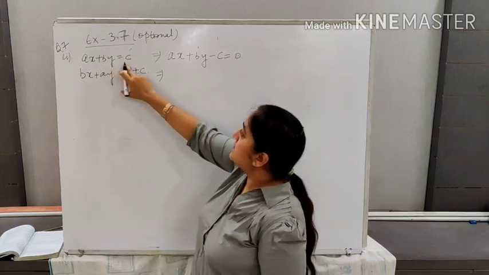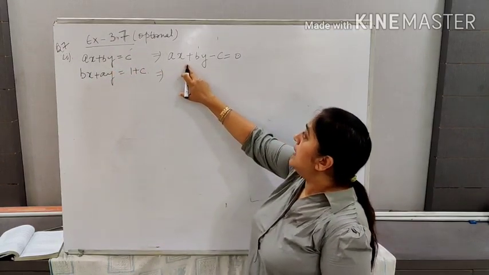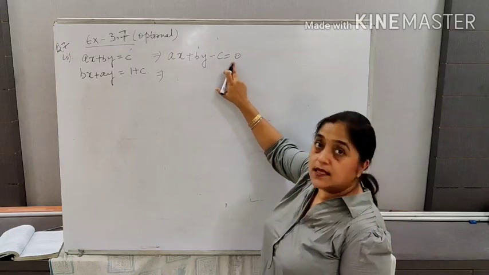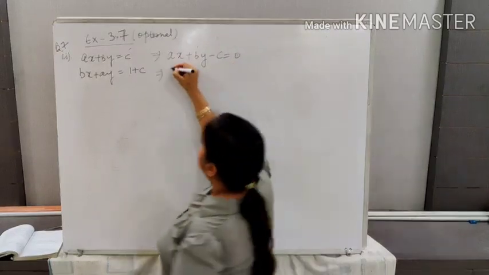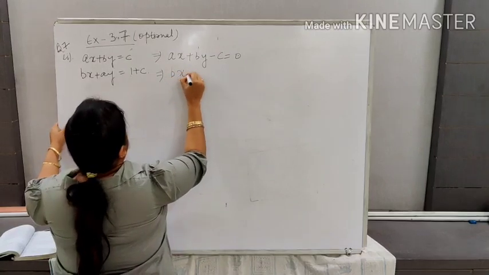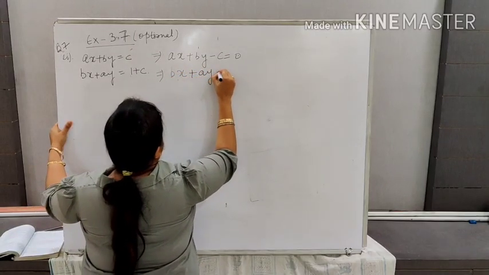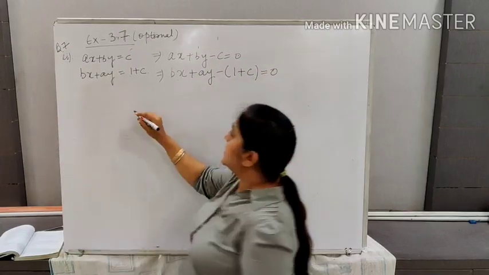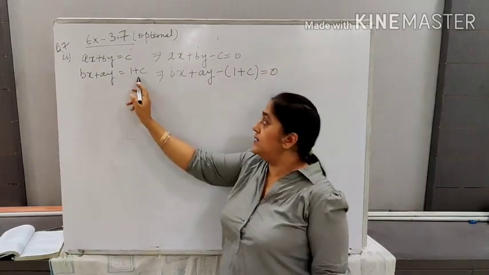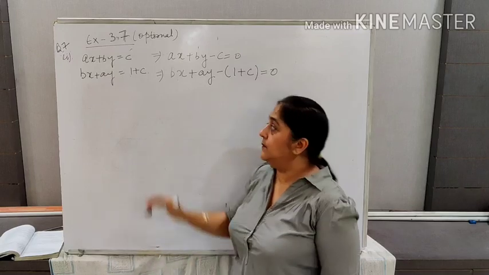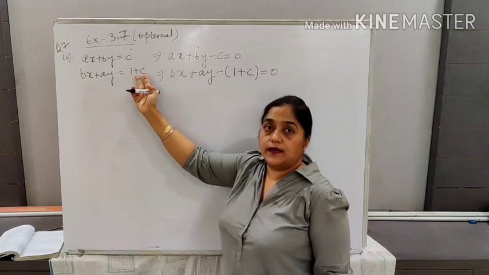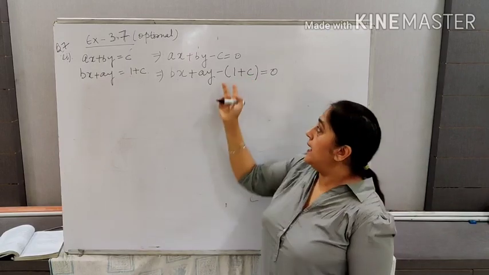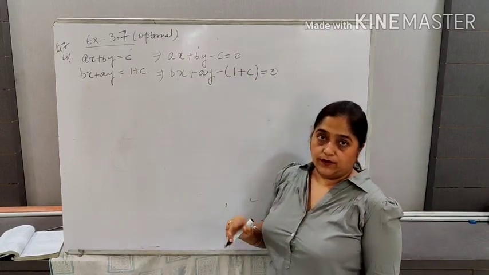The question is Ax plus By is equal to C. So let us make it in a standard form: Ax plus By minus C is equal to 0, right? And the second equation is Bx plus Ay minus of (1 plus C). See, in the previous question also and in this question also, I am not separating out this constant term. The constant contains two terms, so I have taken those two terms together and put the minus over this part.